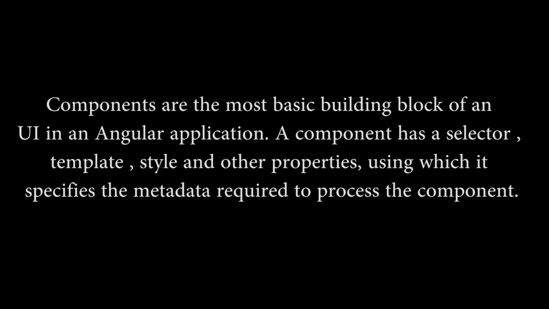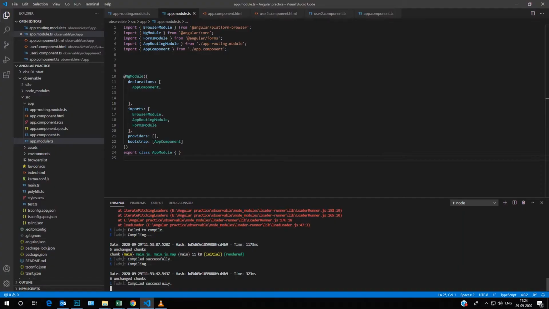Components are the most basic building block of a UI in an Angular application. A component has a selector, template, and style, which specify the metadata required to process the component. Let's understand this by adding a component.